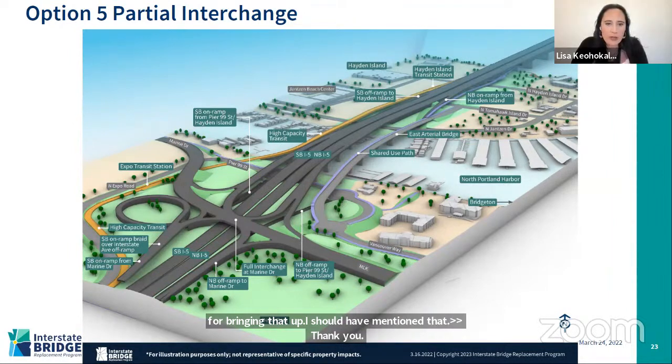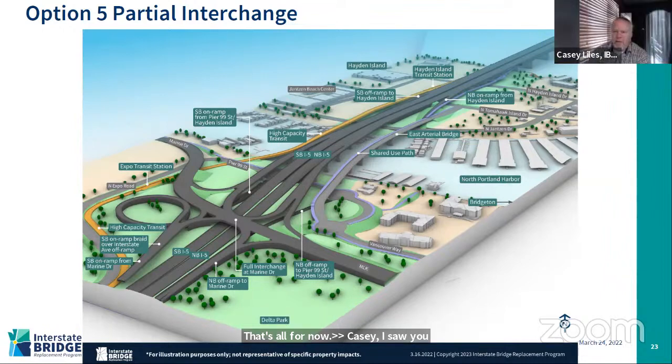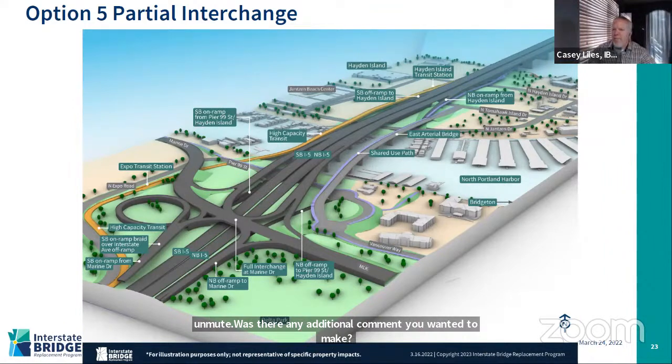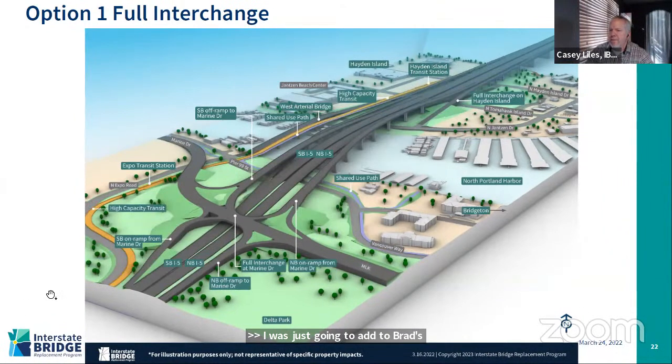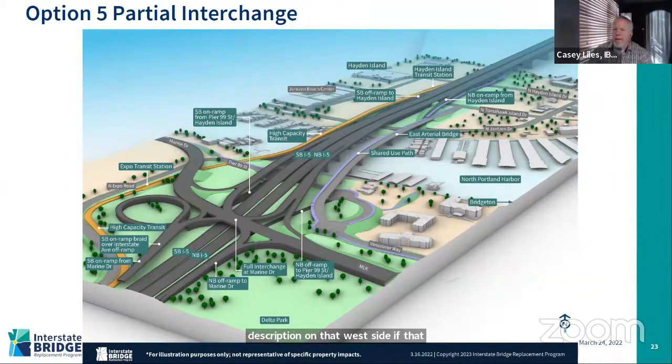Casey, I saw you unmute. Was there any additional comment you wanted to make? I was just going to add to Brad's description on that west side. If that arterial bridge was on the west side in this scenario, it was likely going to be very, very close to that ramp terminal in the south, getting on the freeway. So there is some complexity, both like Brad mentioned with the Hayden Island, or with the light rail, high capacity transit alignment coming through that area, as well as the ramp terminal. So that's part of that functionality discussion.